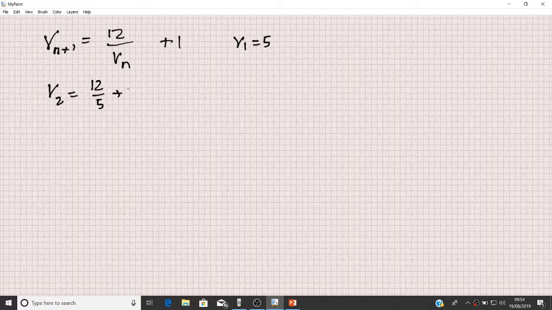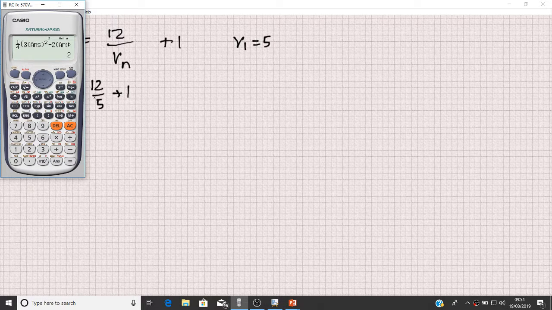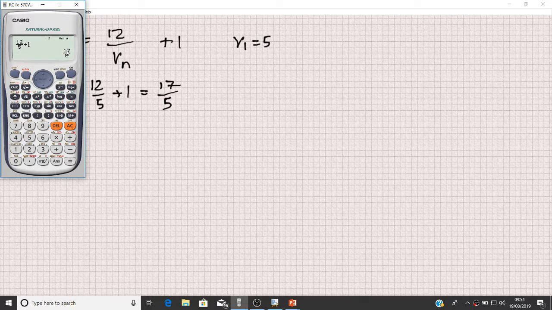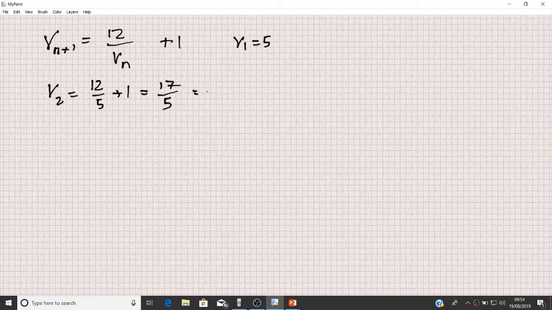plus 1. And I'll just set it up on the calculator again. So we have 12 over (5 plus 1), and it gives us 17 over 5. Now I'm going to decimalize that, because that way it'll help us see a recurrence pattern. So that gives me 3.4.